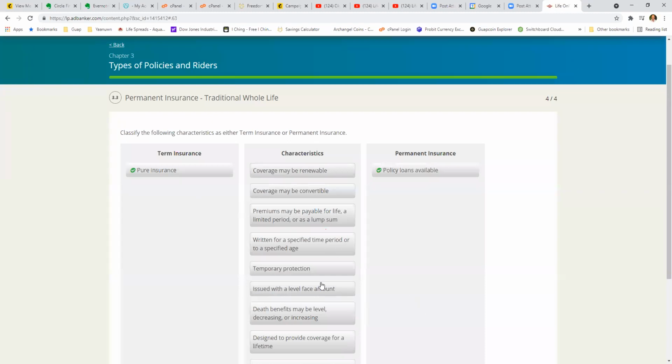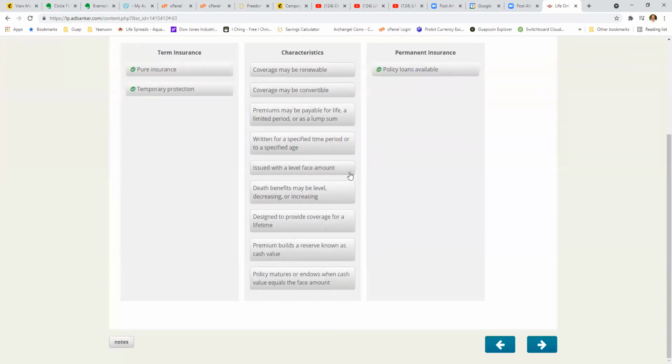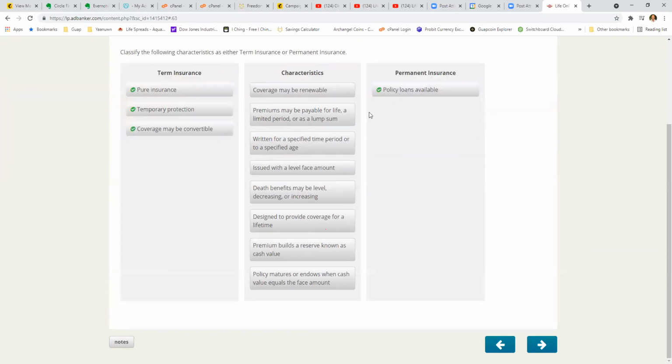Right. So now just look at the words. Permanent insurance, temporary protection. Where do we think this goes? Term. There we go. Exactly. Sometimes you just have to use logic. Sometimes it can be a trick question. Convertible. Which is convertible? Term. Whereas coverage may be renewable, or maybe convertible, term. Yep. Maybe renewable.